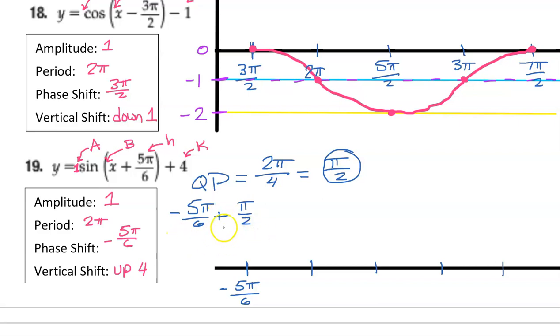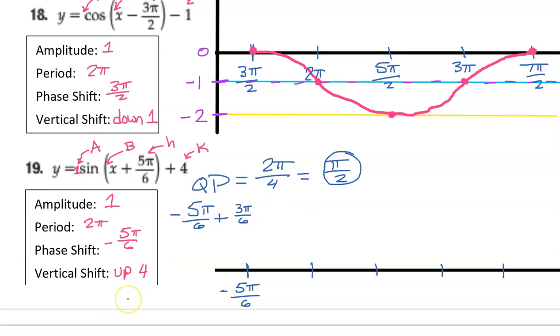Except, wait a minute, I need denominators. So imagine that I were to multiply by 3 over 3. You can see that this quarter period would be the same thing as 3 pi over 6. Well, negative 5 pi over 6 plus 3 pi over 6 is going to be negative 2 pi over 6. So the next value will be negative 2 pi over 6. Well, wait a minute. This is going to reduce to negative pi over 3.